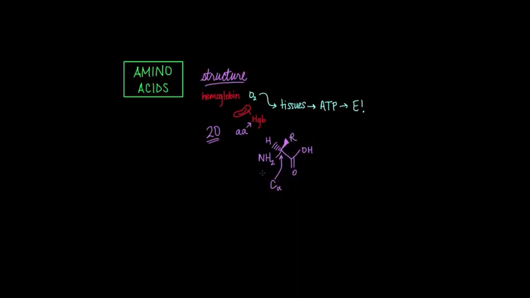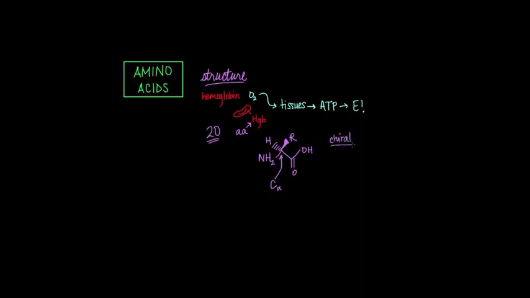Each of the amino acids has this same generic structure, and what makes each of the 20 amino acids different from each other is this R group, or the side chain. So each of the side chains for the amino acids is going to look different. One thing that's important to note is that this carbon atom, the alpha carbon, is also known as a chiral carbon.